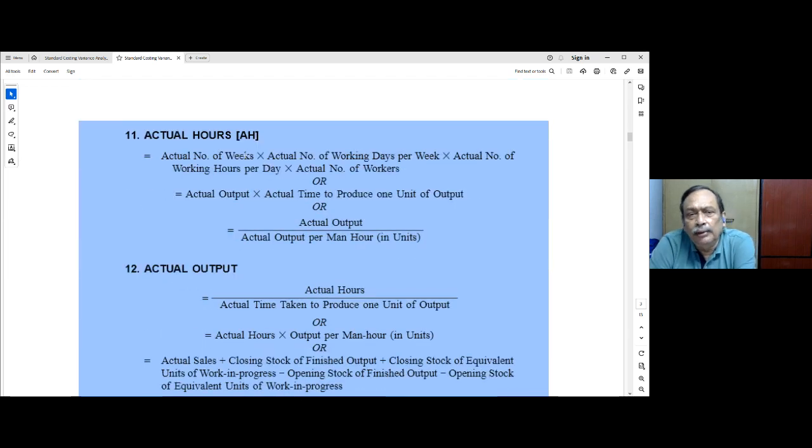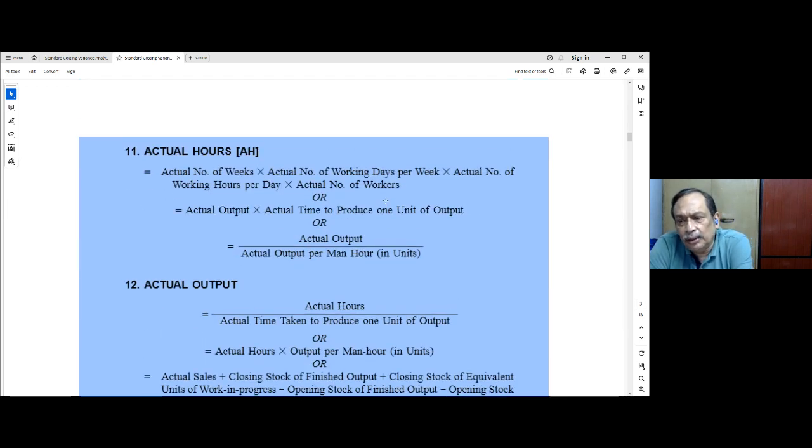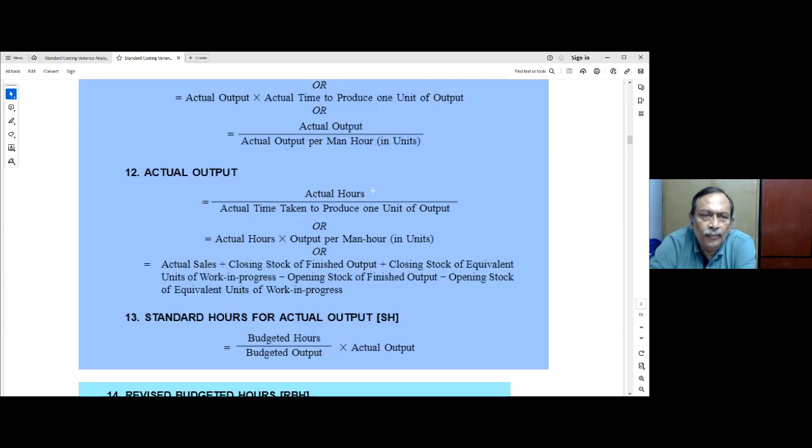Then we are going to have actual hours. In short, it is called AH. That is actual number of weeks into actual number of working days per week multiplied by actual number of working hours per day multiplied by actual number of workers. That is one calculation. Or it can be calculated as actual output into actual time to produce 1 unit of output, or actual output divided by actual output per man hour in units.